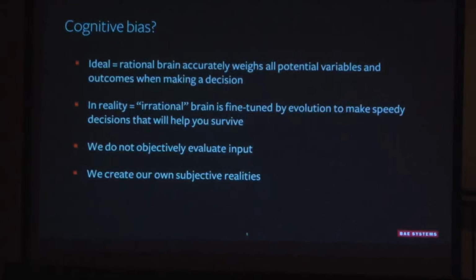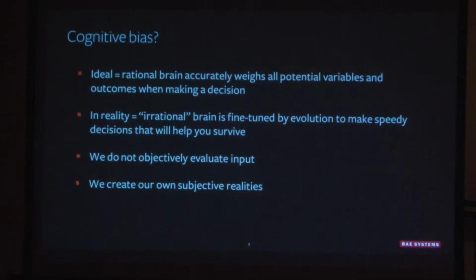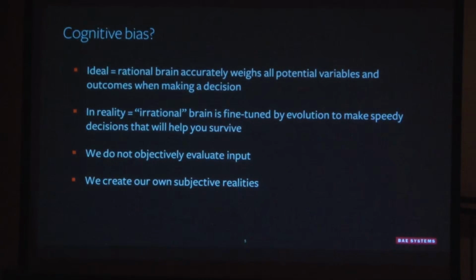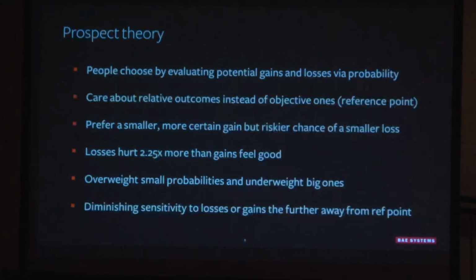So fight or flight responses, prioritizing the short term over the long term, because you might not actually be around. You might get eaten by a tiger or something. So it's all part of this brain that isn't necessarily adapted to the modern way we have to do things. We don't objectively evaluate input, which is really the big problem. And we also create our own subjective realities, which obviously makes objective reasoning difficult.